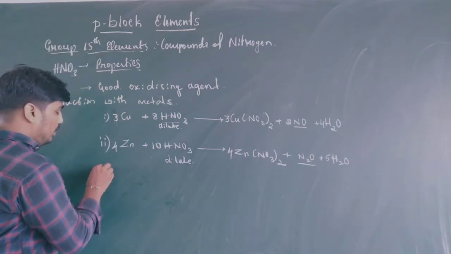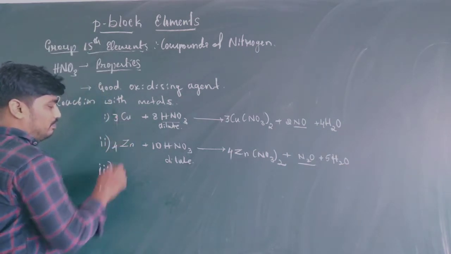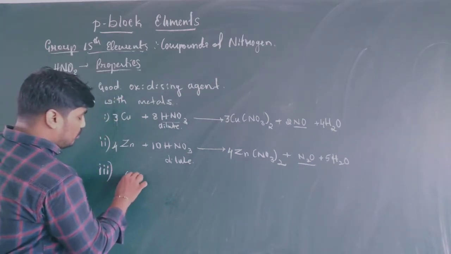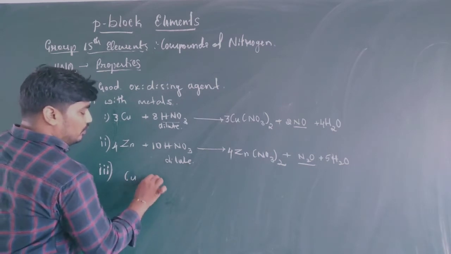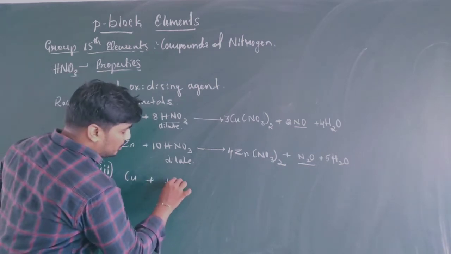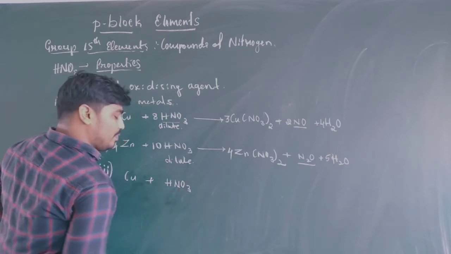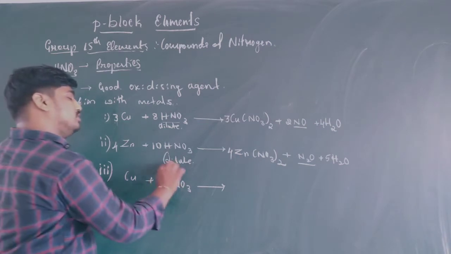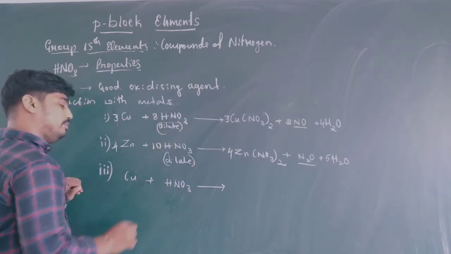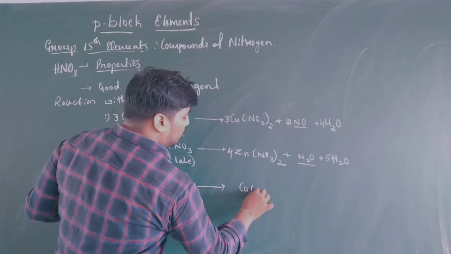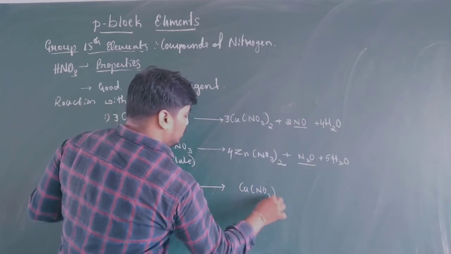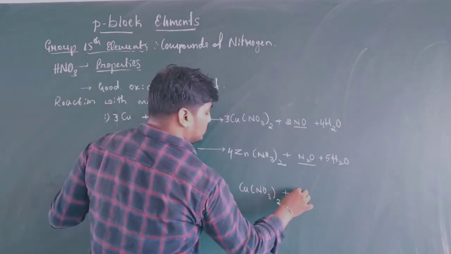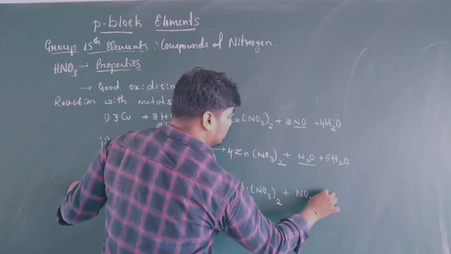Next, how the same metals react with concentrated nitric acid. Let us discuss it. First one, copper. When copper reacts with nitric acid that is concentrated now, again similarly copper nitrate is produced as one product, and it produces nitrogen dioxide and water.